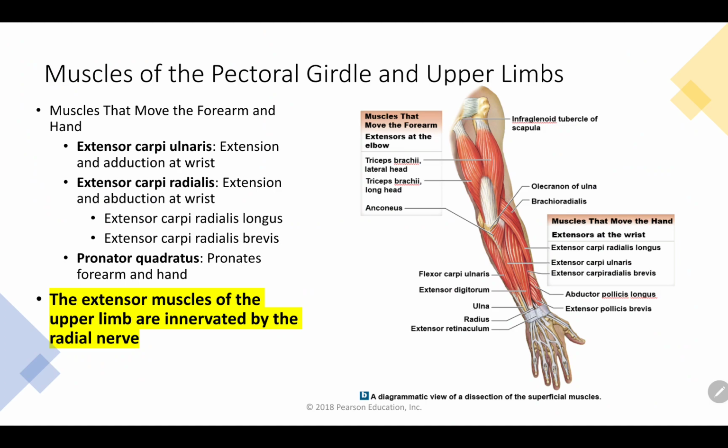Remember the muscles of the pectoral girdle and the upper limb. These extensor muscles that you can see are going to help to extend and adduct or abduct at the wrists. These extensor muscles of the upper limb are going to be innervated by that radial nerve. Okay, so remember that.